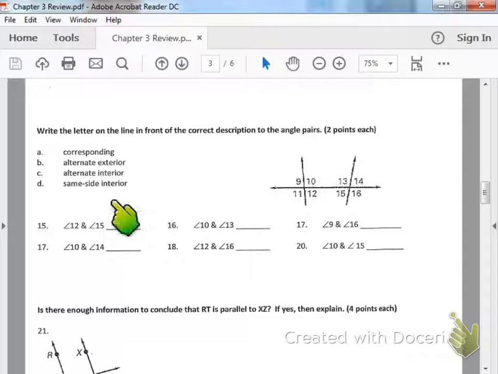All right, so your options here are corresponding, alternate exterior, alternate interior, same side interior. So angle 12 and angle 15, what are those? Same side interior, which is D. So you can just write D. 10 and 13. Same side interior, D again. 17, number 1. 9 and 16 are alternate exteriors, so that's B. 17, take 2. 10 and 14 are corresponding, so that's A. 12 and 16 are also corresponding, so A again. And then 10 and 15. Alternate interior. They're inside the other two lines, so that's C.